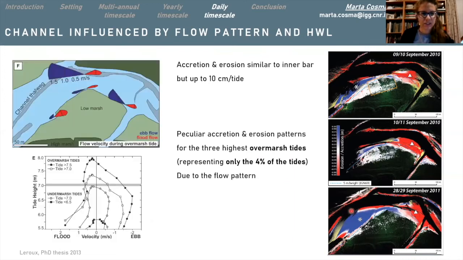And this peculiar pattern is really due to the flow pattern of the ebb and flood tides. So Jerome also did some hydrosedimentary, hydrologic analysis, and you can see that for undermarsh tides, the velocity is quite similar between the ebb and flood tides, whereas there is a huge dominance of the ebb flow for overmarsh tides.